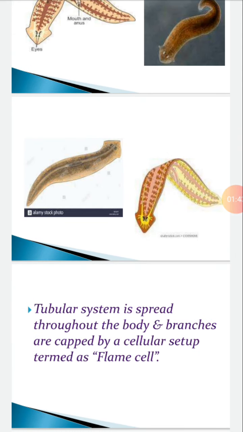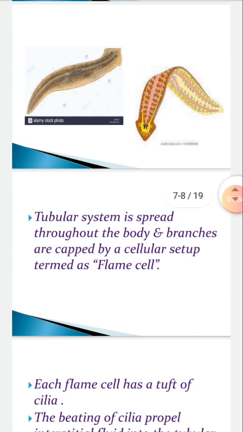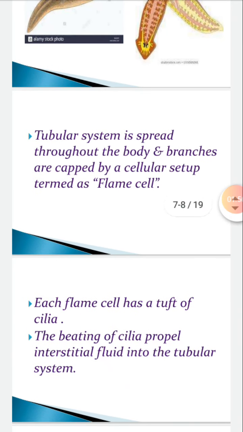Their tubular system is spread throughout the body, and the branches are capped by a cellular setup called flame cells. Each flame cell has a tuft of cilia. As you know, cilia are hair-like structures. They help in movement. Beating of cilia propels or pushes fluid into the tubular system.